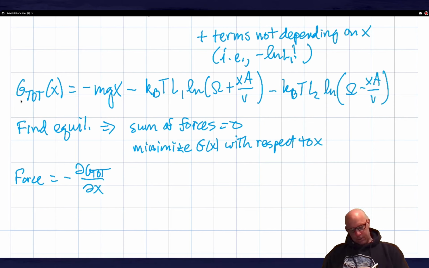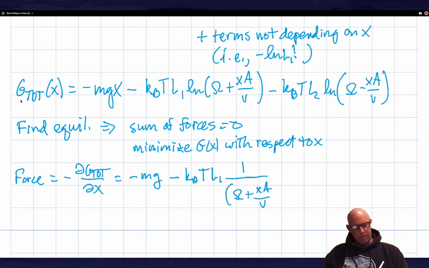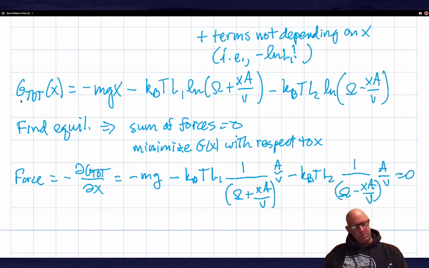So this will give me minus mg, and then minus k_B T L1 times 1 over omega plus xa over v times a over little v, and then minus k_B T L2 times 1 over omega minus xa over little v times a over v. And this should be equal to 0.